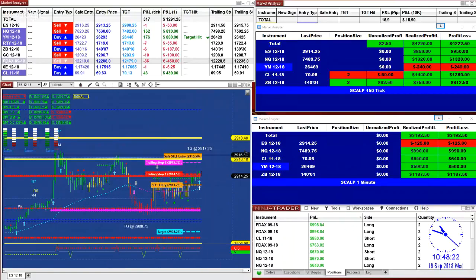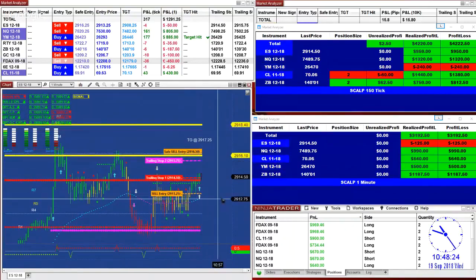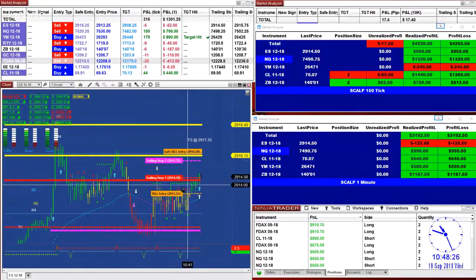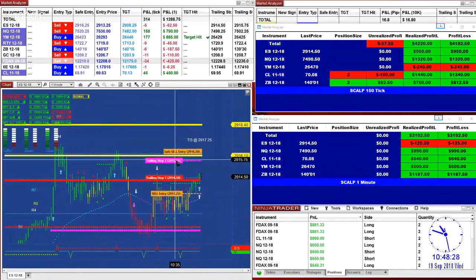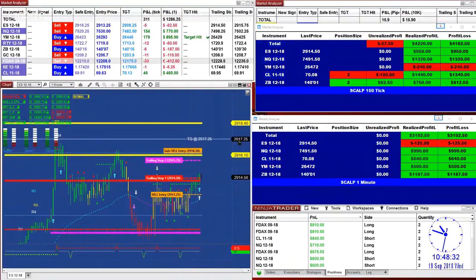You see, what is this ES? I don't want to deal with it anymore. We need to see this ES breaking those areas here. So stay away from the Nasdaq and ES, please, until we get the new signal.